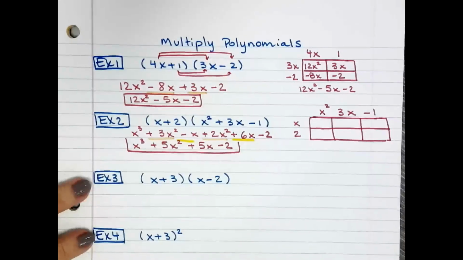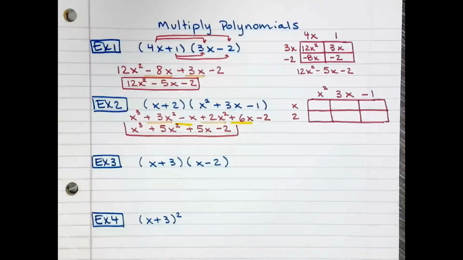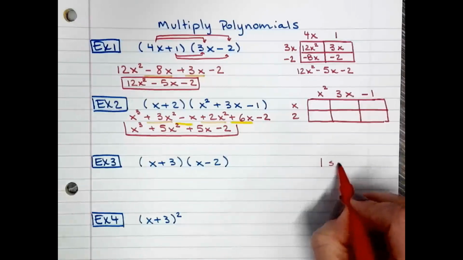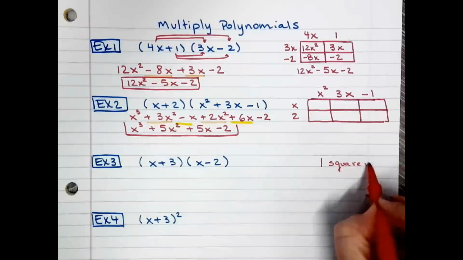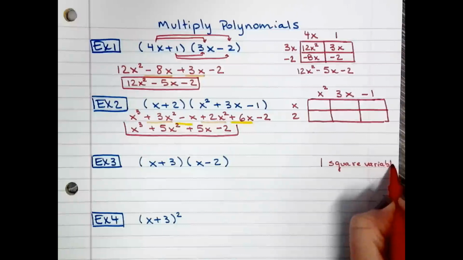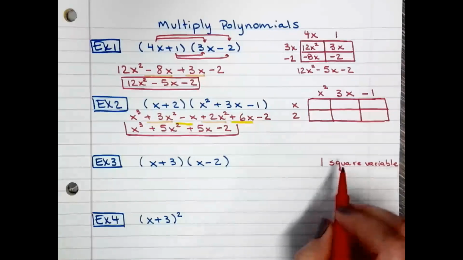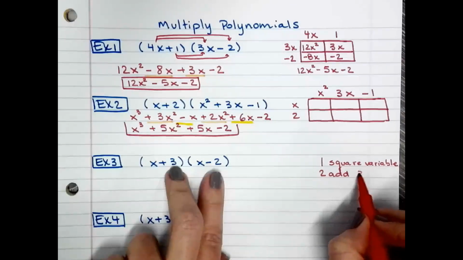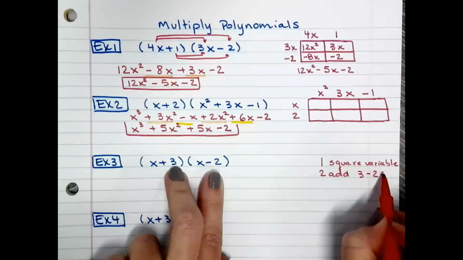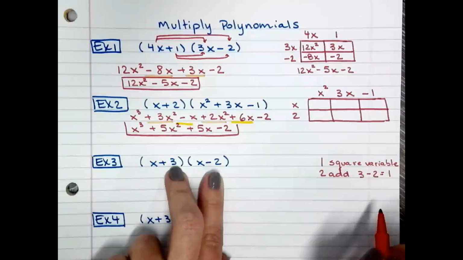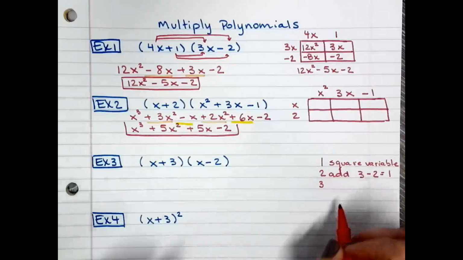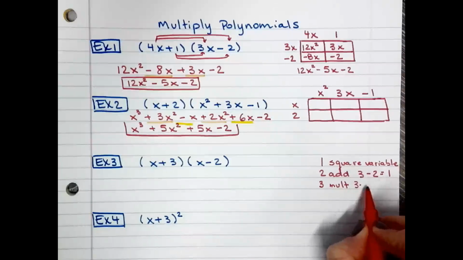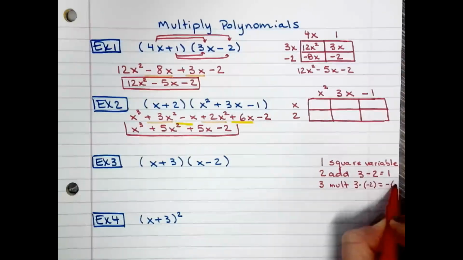Now, examples 3 and 4, I want you to do them mentally. How are we going to do that? Here are the steps. Step 1, you're going to square the variable. Step 2, you're going to add 3 and negative 2. That will give you 1. Step 3, you're going to multiply the 3 and the negative 2. And that will be negative 6.